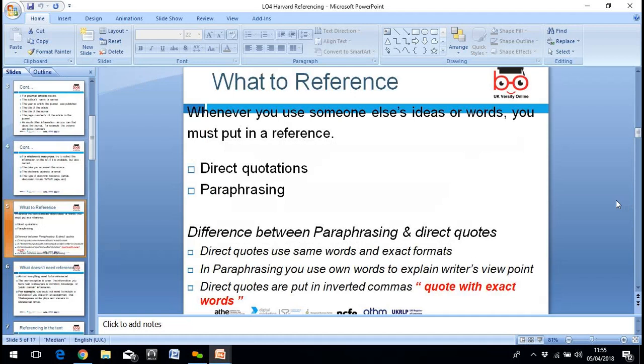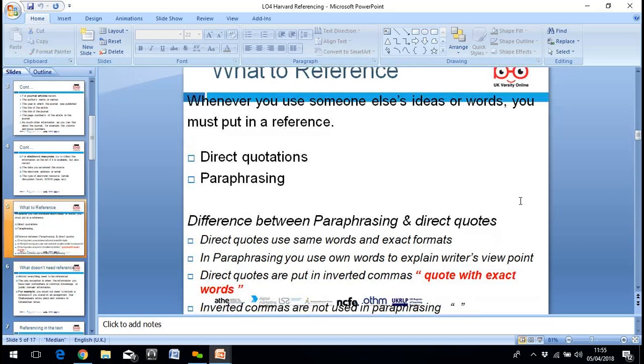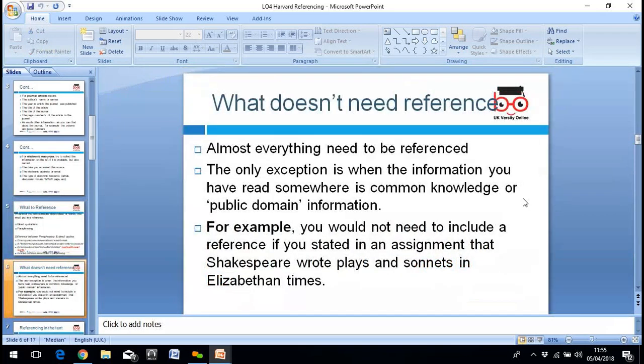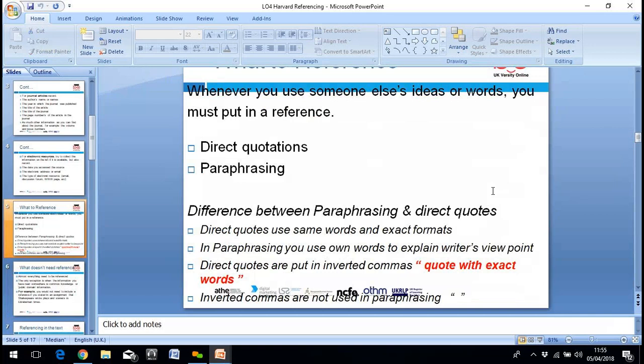Whenever you use someone else's ideas, you should put in a reference, whether direct quotations or paraphrasing. You can use direct quotations and just put the name of the person that you are quoting from within the text. The difference between paraphrasing and direct quotes: with direct quotes, you're using exactly the same words in the exact same format. In paraphrasing, you use your own words to explain the writer's viewpoint.